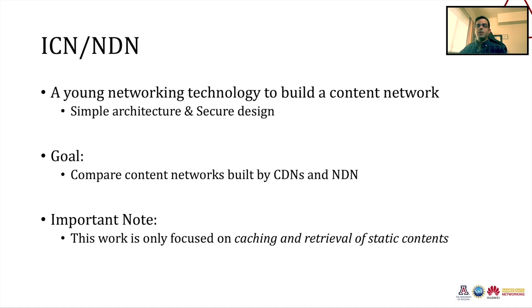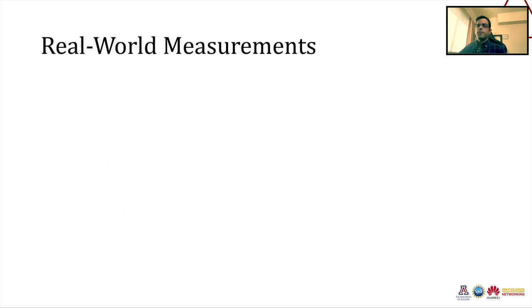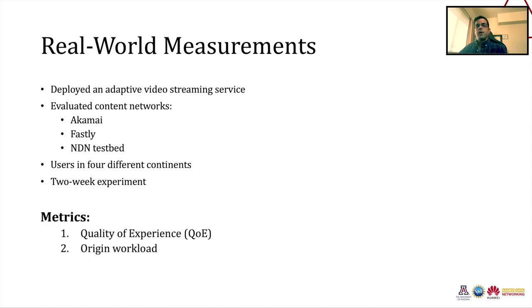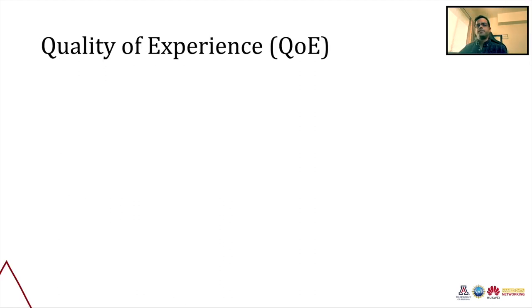Instead, we limit our comparison to the most basic feature of content networks, which is the caching and retrieval of static contents. To do so, we deployed an adaptive video streaming service and streamed a large number of videos over Akamai, Fastly, and NDN testbed from four different continents for 2 weeks. We captured terabytes of traffic on the end user side and the origin side from each network and compared the performance of the networks in terms of quality of experience, origin workload, failure resiliency, and content security. In the future slides, I will present the results for each of these metrics.